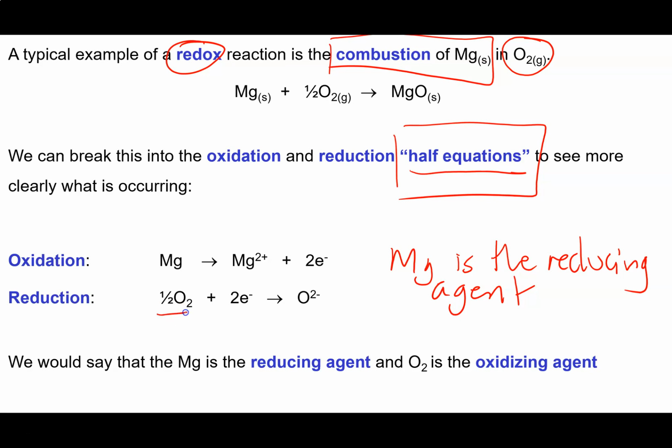And what is happening to the O2 is that it is being reduced. But what that means is that the O2 is the oxidizing agent. So the verb and the noun are kind of different things, right? One is describing a process that is happening, the other is describing the identity of the reactant. So you have to be really careful with the grammar.